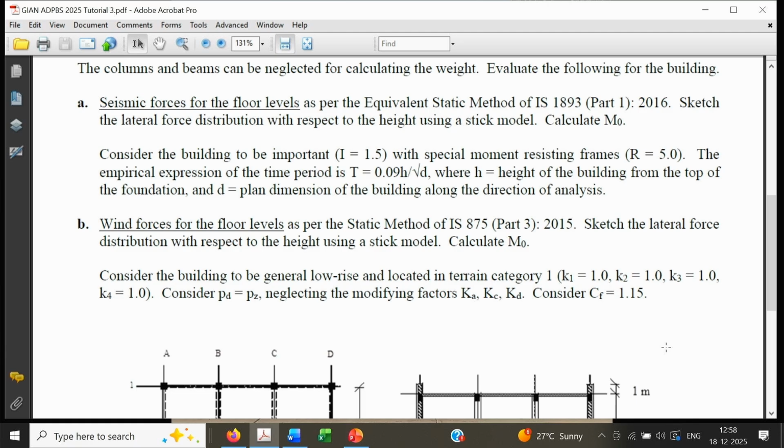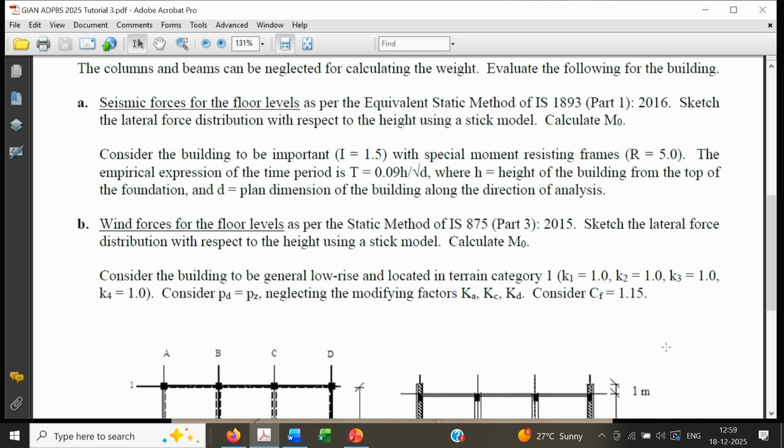Coming to the wind, again we are following the static method. Once we know the basic wind speed, these factors I have deliberately kept all as 1, just not to confuse it right now. Once you start with this basic calculation, later on you can pick up how to read the code for the different terrain conditions, different heights and all those things.